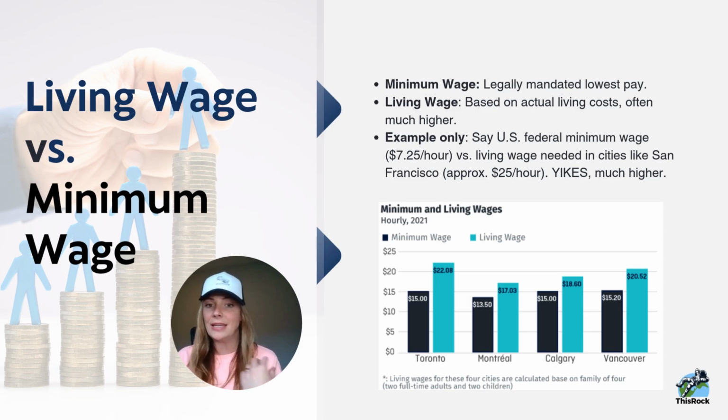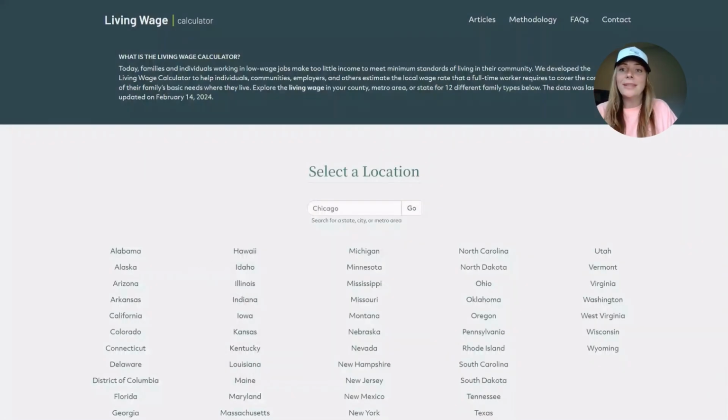You can see in Toronto, for example, it's $22.80, and similarly for Montreal, Calgary, and Vancouver. And you can guess that 2021 was a couple of years ago. We could look at 2024 and see the difference, and that's going to be rising year over year. We're on the living wage calculator tool that I often go to with clients.